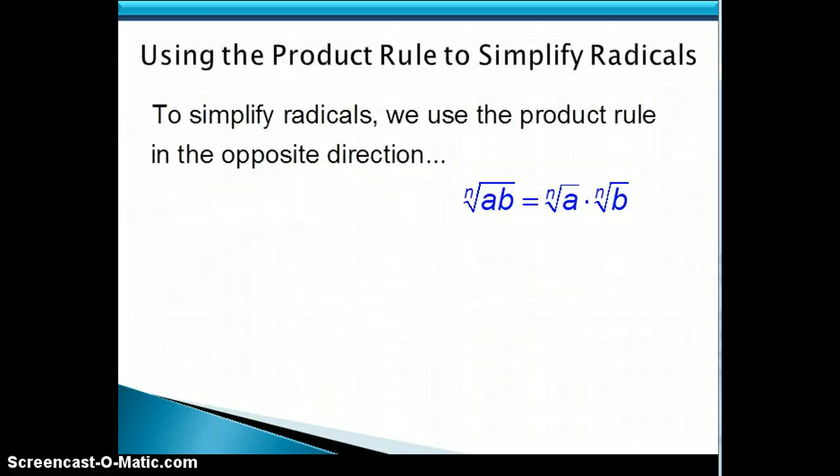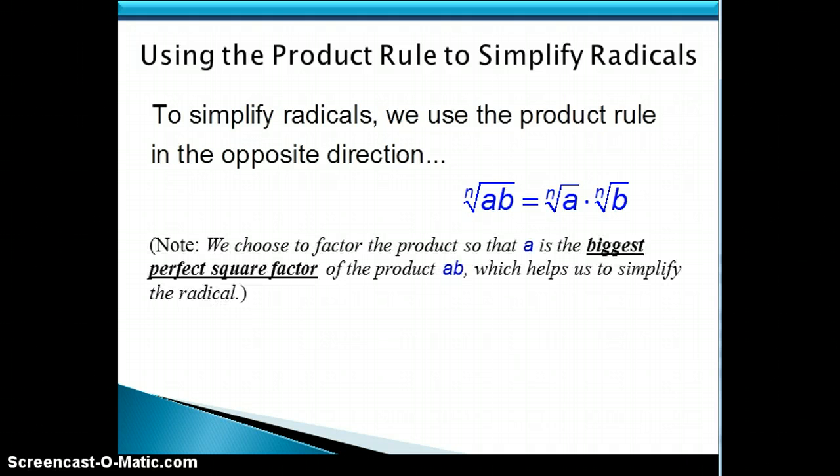Now usually we use the product rule the opposite direction, and that's when we're simplifying radicals. So we would start with a single nth root, and we want to split it apart into factors where we would take the nth root of each factor of that product.